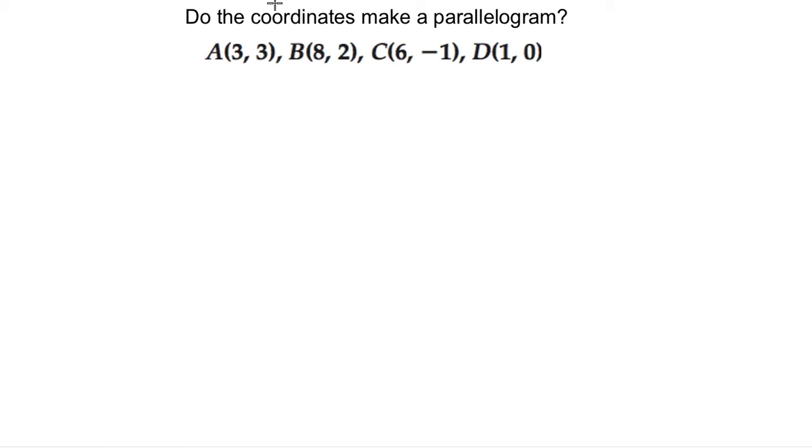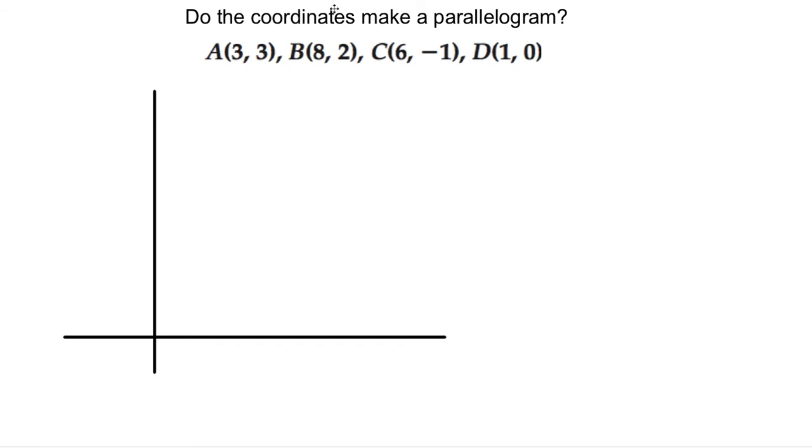So first off, let me graph this, just so I have a little mental image of what this is going to look like. So, not a whole lot of negative numbers here. Okay. So the first point is 3, 3. So 1, 2, 3, 1, 2, 3. So there we go. That's A. Next point is 8, 2. So 3, 4, 5, 6, 7, 8. 8, 2. 6, negative 1. So it's 8, 7, 6. Negative 1. C. And then D is 1, 0.